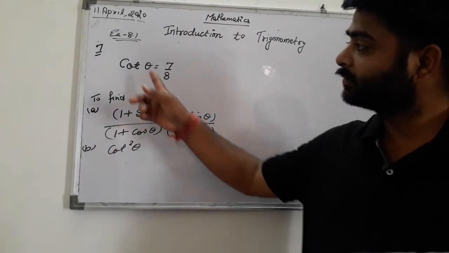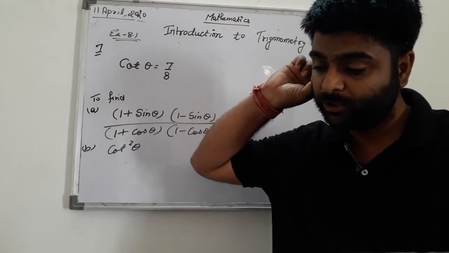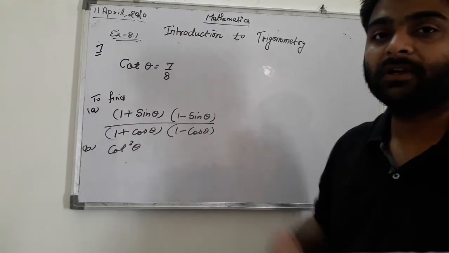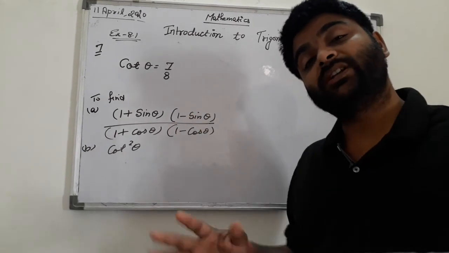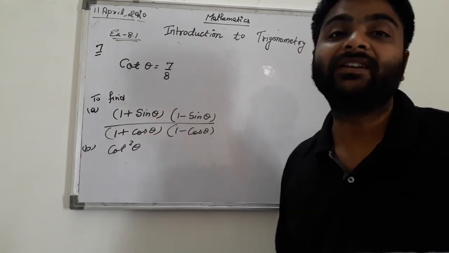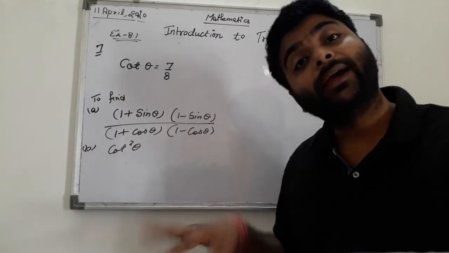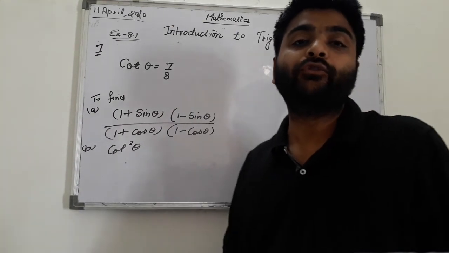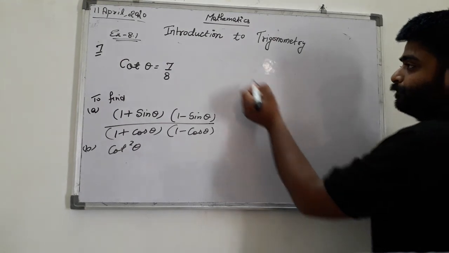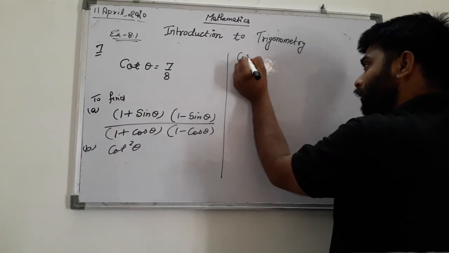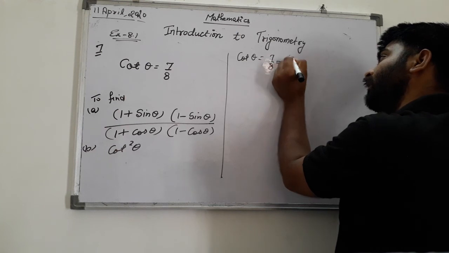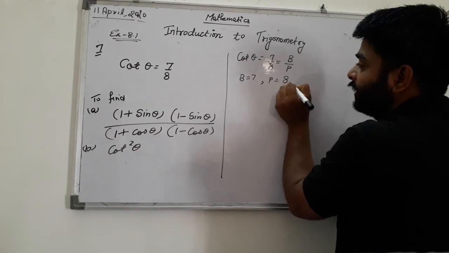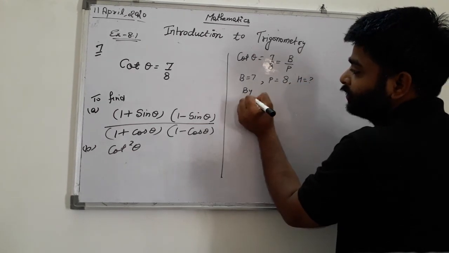So class, again I am going with the first point, that cot theta equals base upon perpendicular. So the base is 7, the perpendicular is 8, but what's the demand of the question? They are demanding the value of sin theta. So the value of sin theta is P upon H. It's B, it's P. Where is H? So we need to find the value of H. The base is 7 and the perpendicular is 8. We need to find H by Pythagoras.